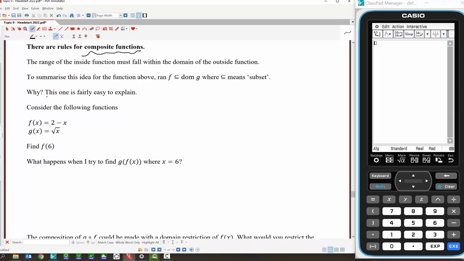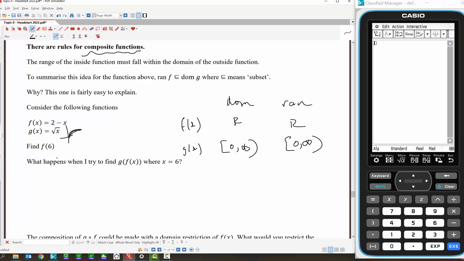to kind of oversee the composite functions process. So we've got f of x equals 2 take x, a linear, and g of x equals root x. What I'm going to do is write out f of x, g of x, and domain and range. So what's the domain of f of x? It's all reals because it's linear, and all reals for the range. G of x has a domain 0 to positive infinity because it's just the root x function, and the range is also 0 to positive infinity.